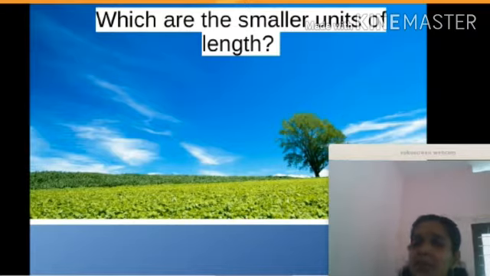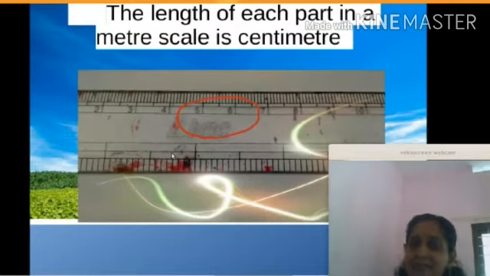For example, if it is a small pencil or a small pen, we cannot measure the length of the small pencil or pen by using a 1 meter rod. So we need smaller units of length. Can you tell which are the smaller units of length? Yes. The length of each part in a meter scale is centimeter.